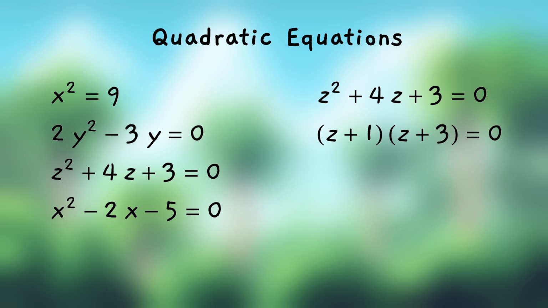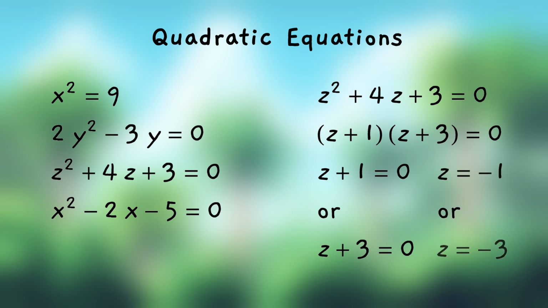The first term is z plus 1, and the second term is z plus 3. Well, if their product is 0, one of them has to be 0. So we get z plus 1 equals 0, or z plus 3 equals 0. You solve both of these, and you get z equals -1 or z equals -3. So the technique here, factoring, is the same technique that we use to solve the second equation.